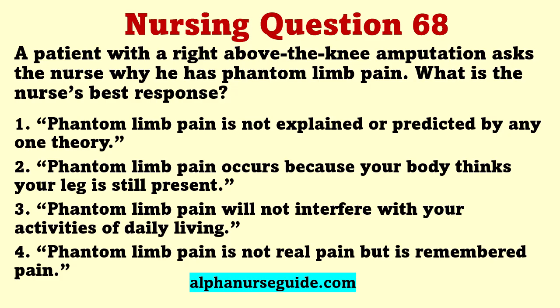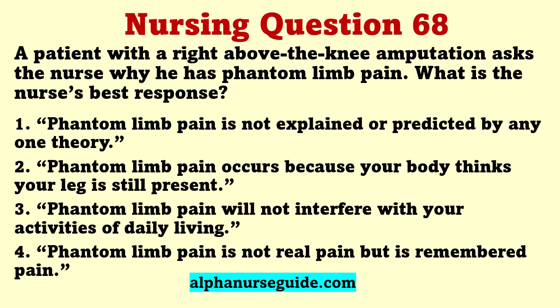The correct answer is 1. Phantom limb pain is not explained or predicted by any one theory. Rationale. 3 theories are being researched with regard to phantom limb pain. The peripheral nervous system theory suggests that sensations remain as a result of the severing of peripheral nerves during the amputation. The central nervous system theory states that phantom limb pain results from a loss of inhibitory signals that were generated through afferent impulses from the amputated limb. The psychological theory helps predict and explain phantom limb pain because stress, anxiety, and depression often trigger or worsen a pain episode.